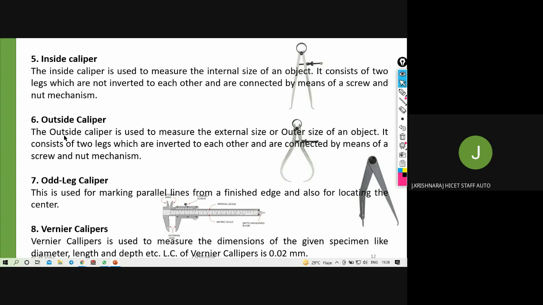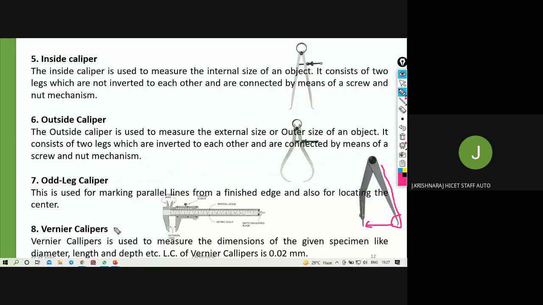The next is an odd-leg caliper. Odd-leg caliper is used for marking parallel lines. From the finished edge, as a reference, you have to get to the next one. So you can look at it on the right side. Mostly it will be used as a reference. Within reference to that, you can use it with scribers, whether a scriber or you can change it to a pencil or something else. So you can use it for marking lines.